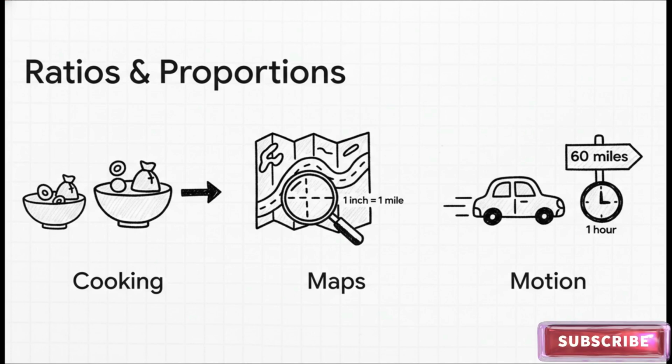When you double a recipe for dinner, that's a proportion. When you look at a map, the scale is a ratio. They are the tools we use every day to compare things and to scale ideas up or down, whether we're in the kitchen or on a construction site.